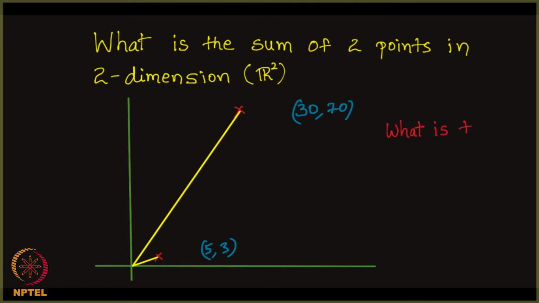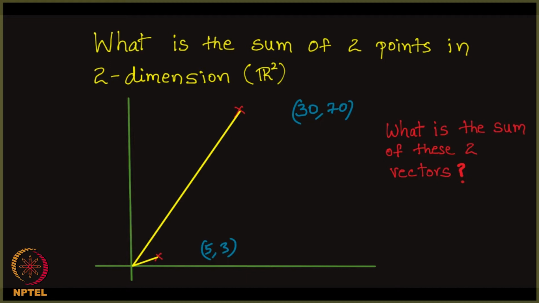Next, what is the sum of these two vectors? What can you say about the sum of these two vectors? This is the right time for you to pause the video and compute the sum and take a look at where exactly the sum comes. What is the sum? 30 plus 5, 70 plus 3, 35, 73. Where exactly is this point? What is its direction? By direction, I mean when you join the origin and this point, is it close to the point 30, 70 or is it close to the point 5, 3 is our question in hand.